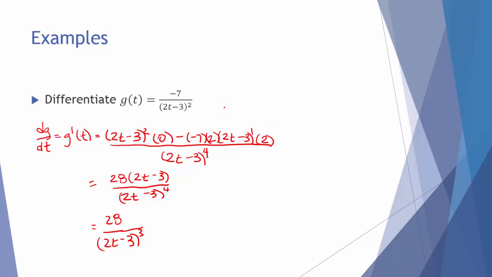The other way of going about this is to rewrite this first. Instead of thinking of this as negative 7 divided by 2t minus 3 squared, think of it as multiplication of negative 7 times 2t minus 3. But if you're going to move a factor from the denominator up to the numerator, that positive exponent is now going to become negative. These are equivalent to each other. And now what you can do is just use power rule and chain rule.